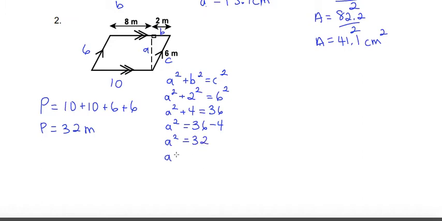And this is where I use my calculator. To go from a squared to a, I need to take the square root of 32. This isn't going to be a nice whole number, so I'm going to round my answer to 1 decimal place. So the square root of 32 works out to be about 5.7 when I round that to 1 decimal place. And my unit is meters. So now that I've calculated the height of my parallelogram, I can calculate the area of my parallelogram as well.